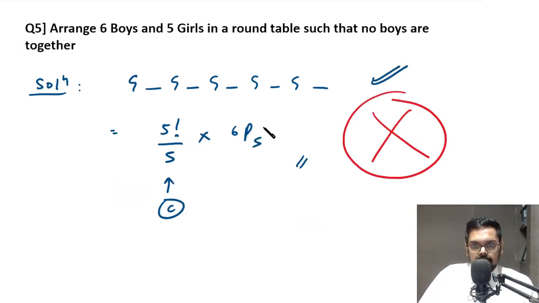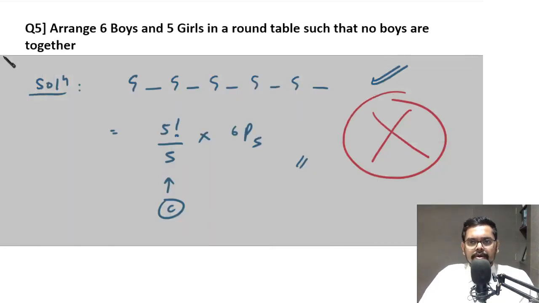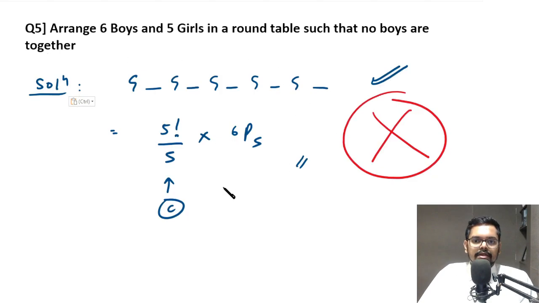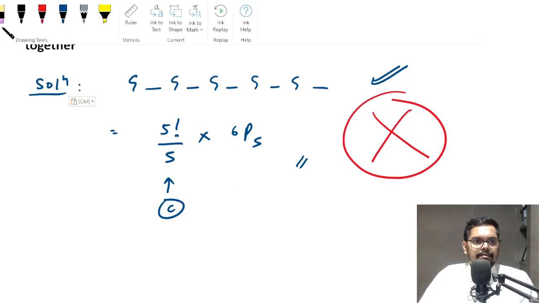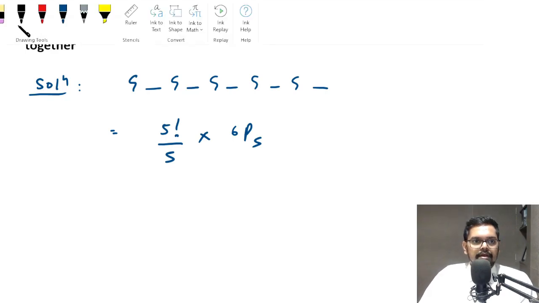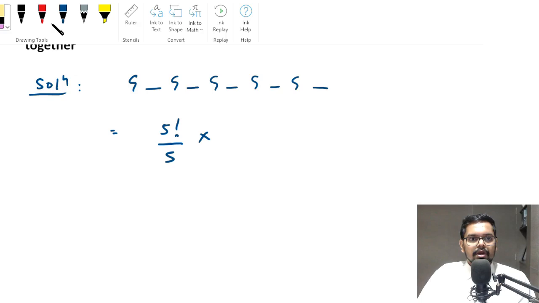Problem is this thing, 6p5. Okay, sir, how come it is a problem? You do a self-analysis, you will get the idea that everything is right, the pattern is right, this thing is wrong. This thing is wrong because 6p5, 6 factorial is not the answer.